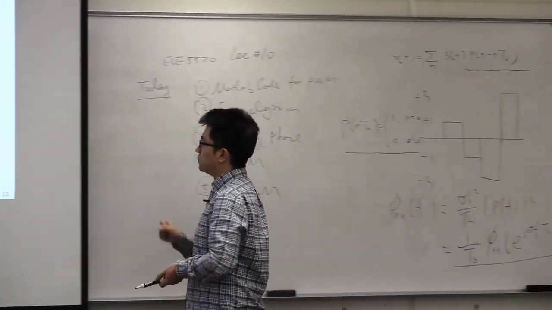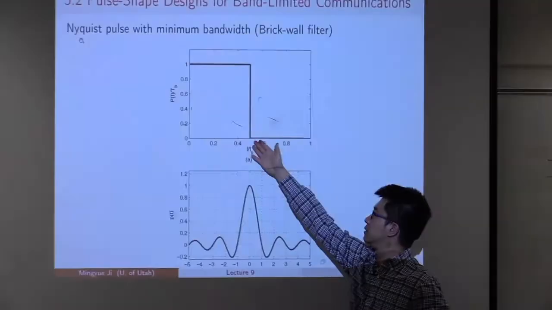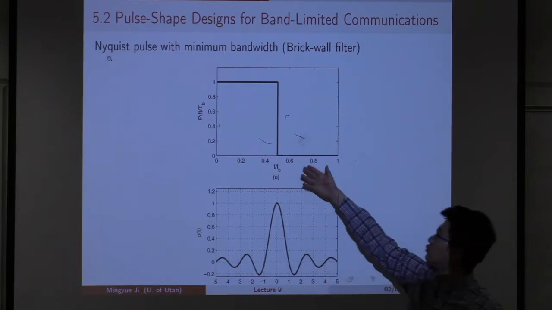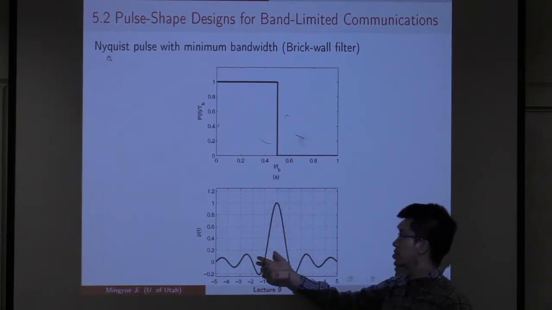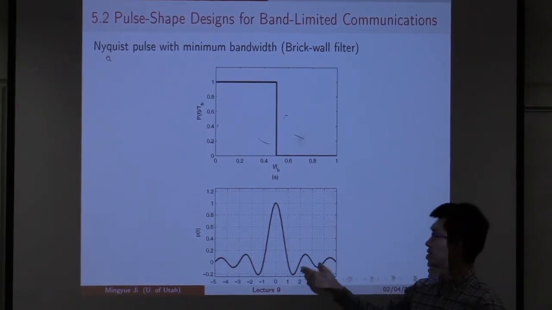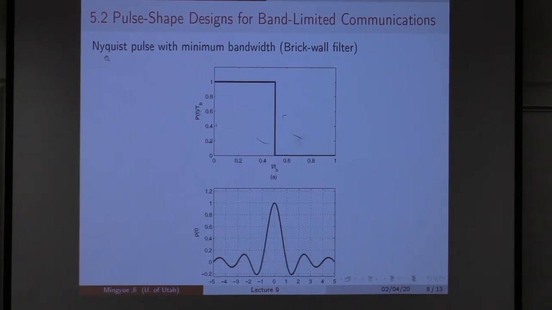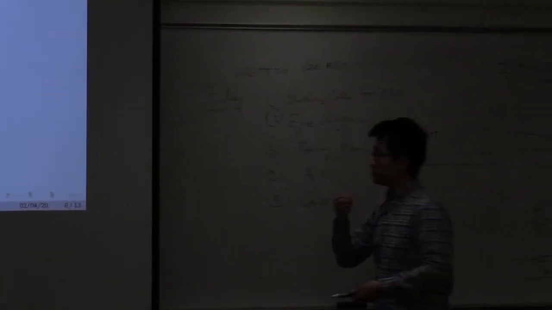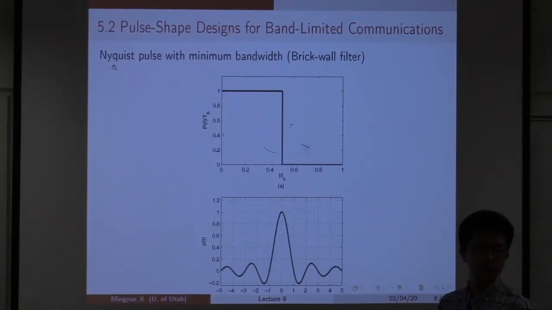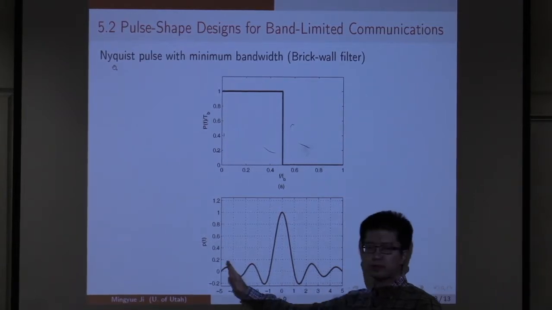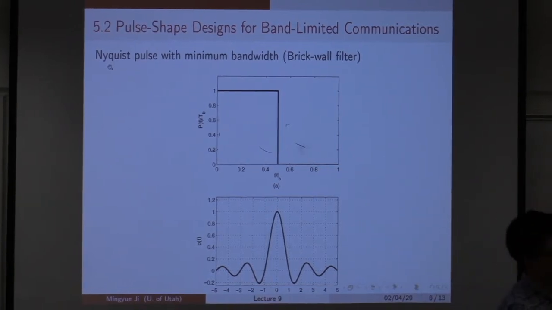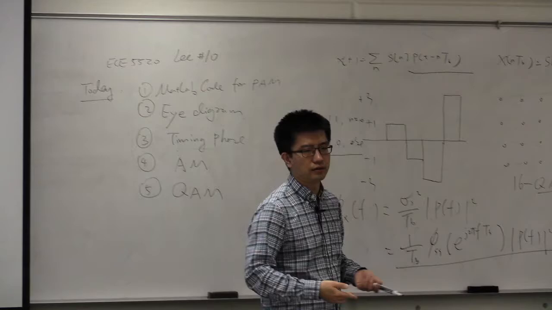Correct. So we cannot do that. In order to do that, we need infinite length. If we cut it, it will look very different. So the length is one issue, from negative infinity to plus infinity. We cannot do that. The other thing is that, remember this is a filter, so that is a system. This is the impulse response. So this is kind of non-causal. It has something on the negative side here. Non-causal, usually we cannot do that in practice.